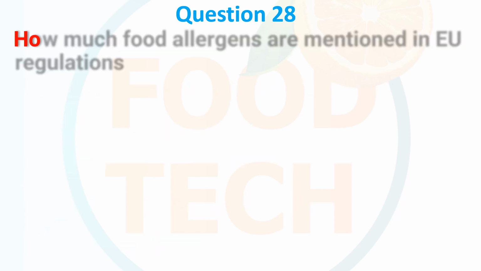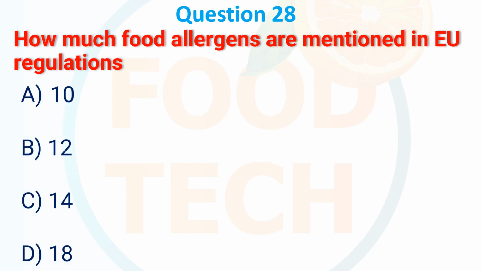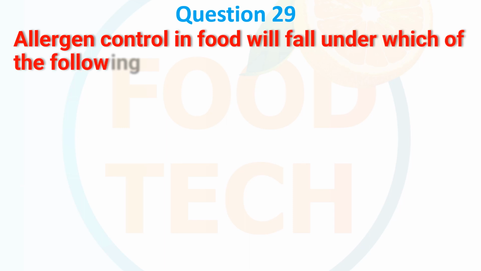How many allergens are mentioned in the EU regulation? A. 10, B. 12, C. 14, D. 18. The answer is C. 14. Allergen control in food will fall under which of the following?